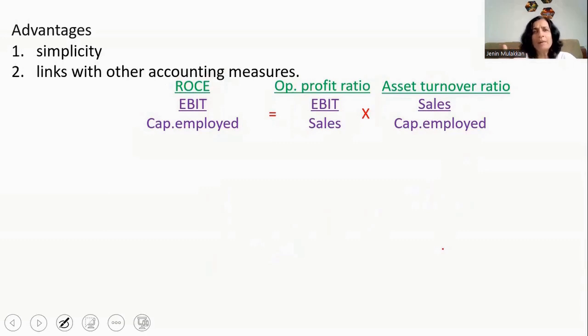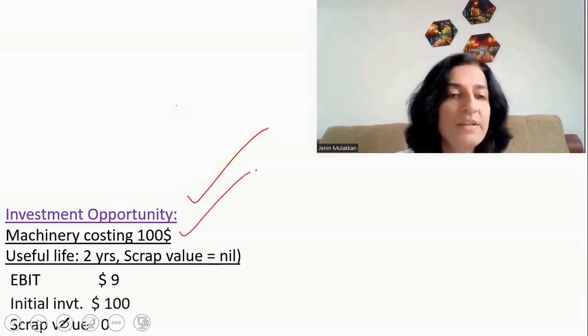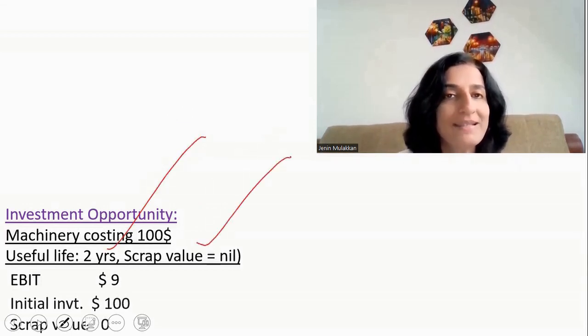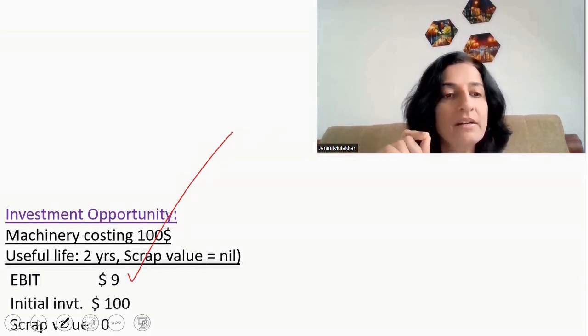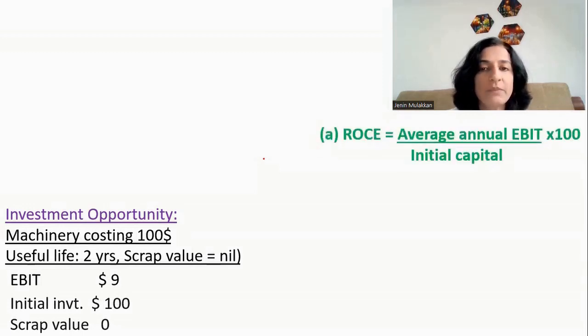Now, before we take up the disadvantages, we will do a small illustration so that the disadvantages will be much clearer. Suppose there is this investment opportunity where you can buy a machinery worth $100 and its useful life is 2 years and the scrap value is nil. Earnings before interest and tax that you get on a yearly basis is $9. Now let's work out the return on capital employed for this investment opportunity.